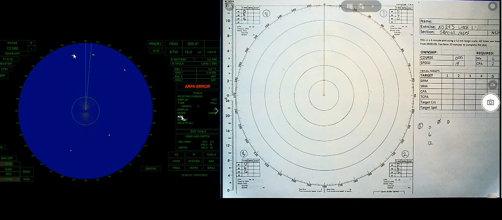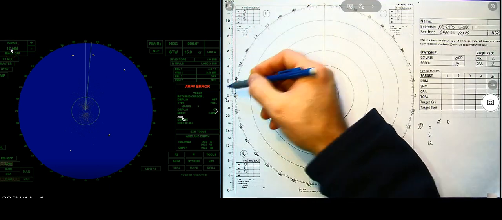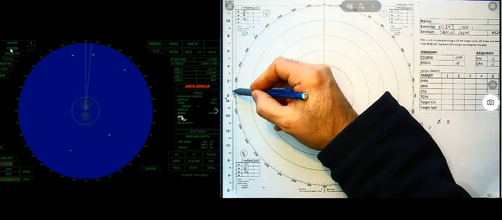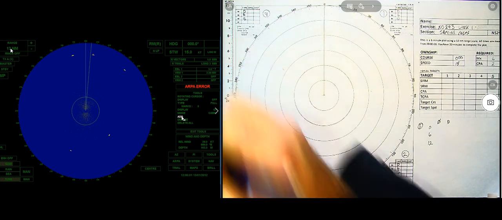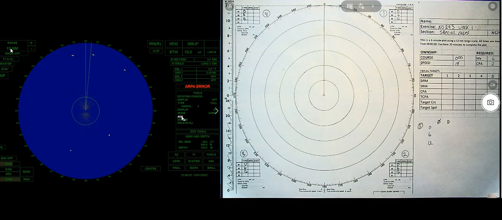All right, so let's get started. The first thing I'm going to do is mark all my targets. By the way, I'm in 12-mile scale. If I'm making 15 knots in 6 minutes, I'll go a tenth of 15, which is 1.5 nautical miles. I'm not going to be using any other scale. If I was on a different scale, though, like 6 miles, I would use that. But since I'm on 12-mile scale, this has to match up with the range on your radar screen. Okay, let's go ahead and get started.